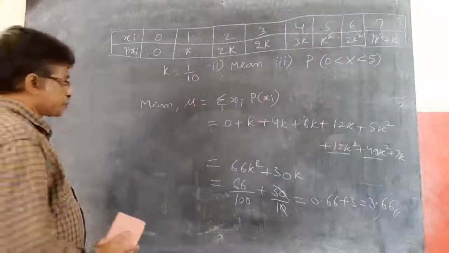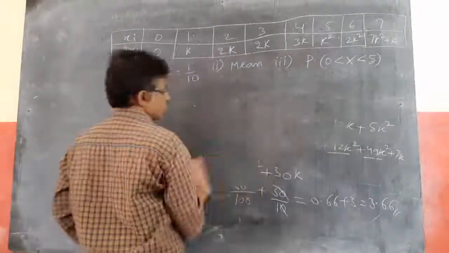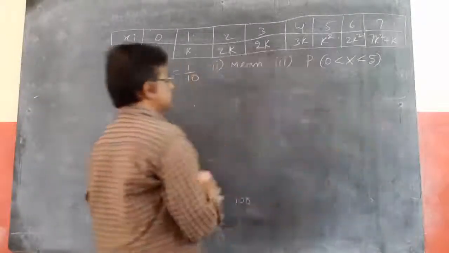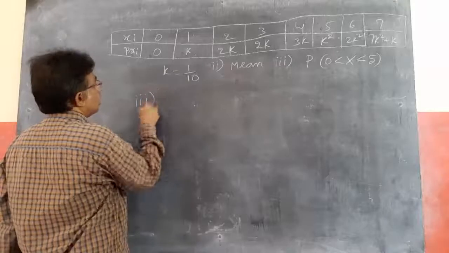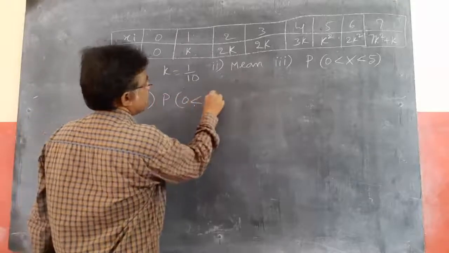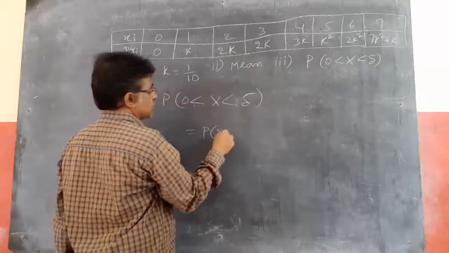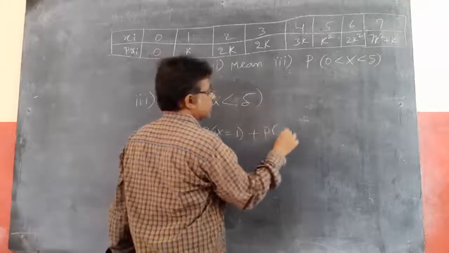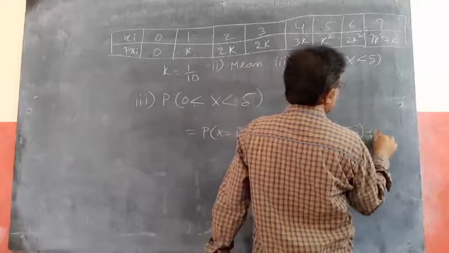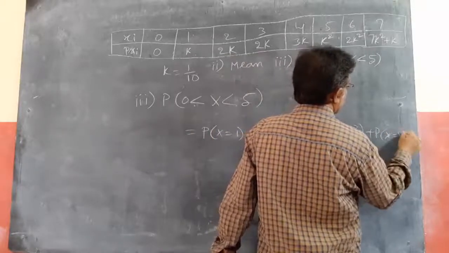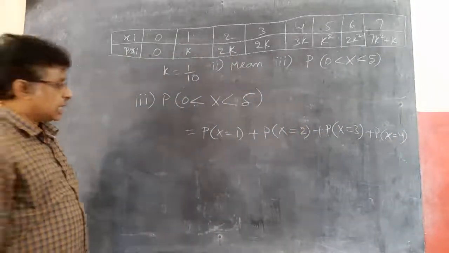So that is P of x lie between 0 and 5. First copy this. Now third thing is asking is P of x lie between 0 and 5. So nothing but P of x equal to 1 plus P of x equal to 2 plus P of x equal to 3 plus P of x equal to 4. Up to 4, 0 to 4 is asking. 0 and 5 are not included.